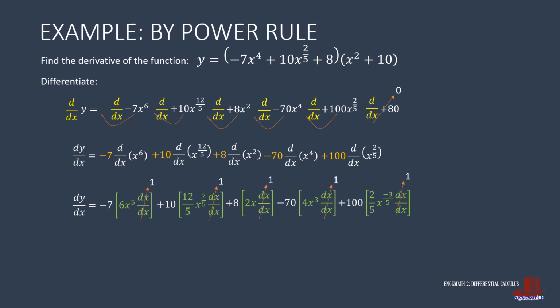All dx over dx cancels out, providing the final answer of negative 42x raised to 5 plus 24x raised to 7/5 plus 16x minus 280x cubed plus 40x raised to negative 3/5.